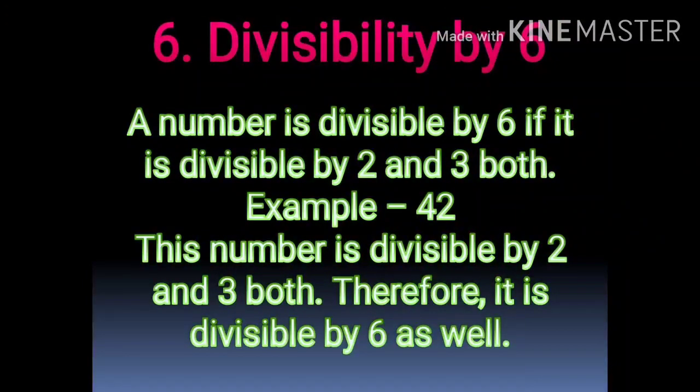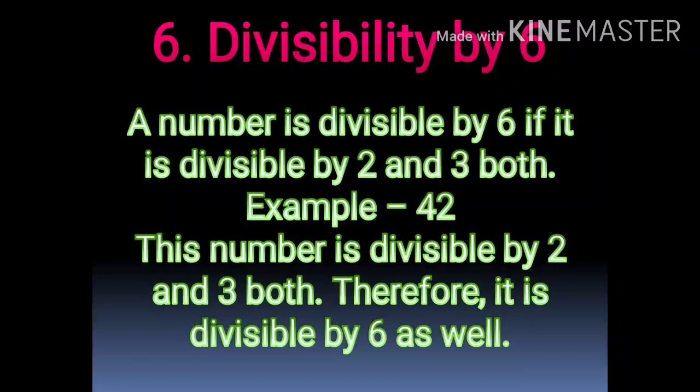Now, the last but not the least is divisibility by 6. A number is said to be divisible by 6 if it passes the rule of 2 as well as the rule of 3. That means if the number is divisible by 2 and 3 both, then that number will be divisible by 6 as well. So the example that I've taken here is 42.